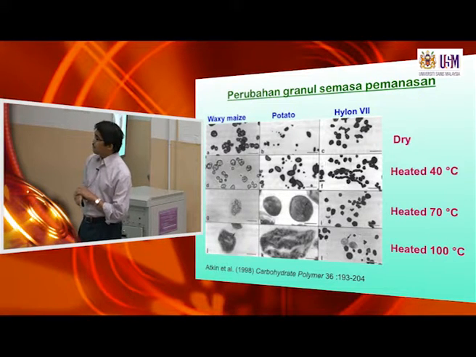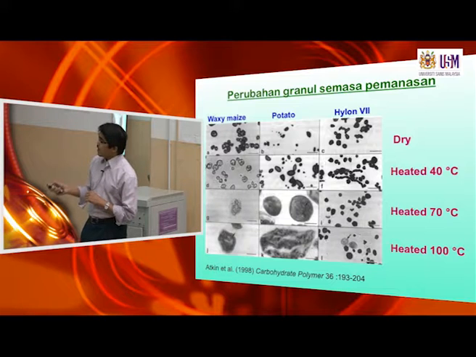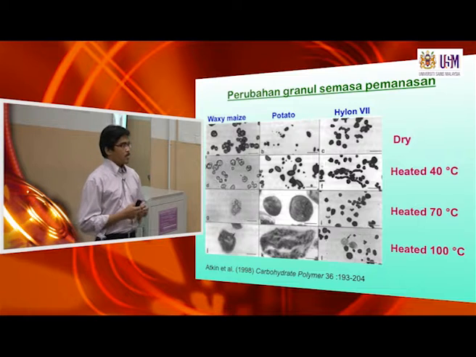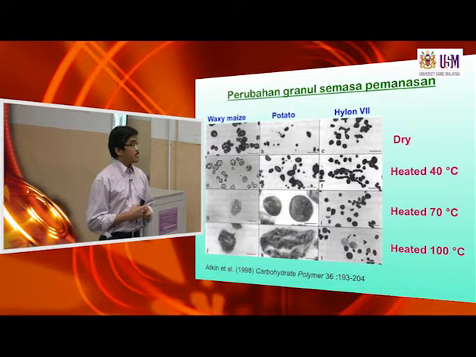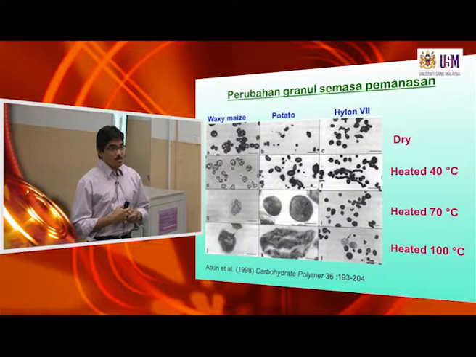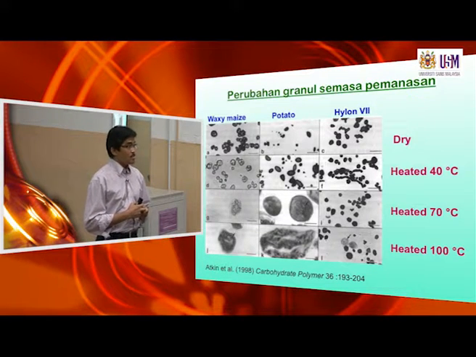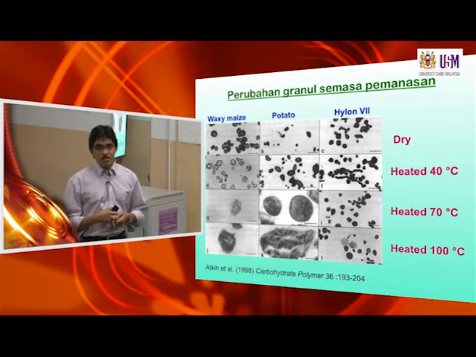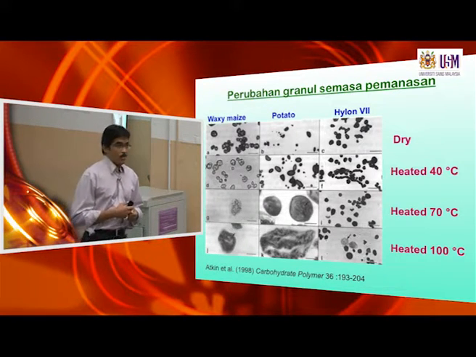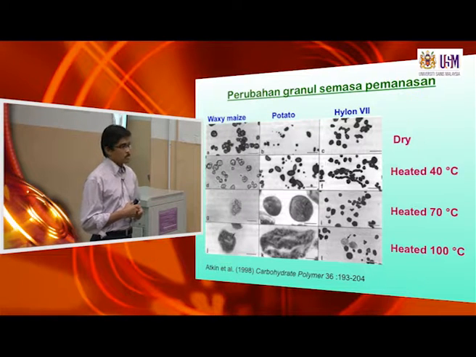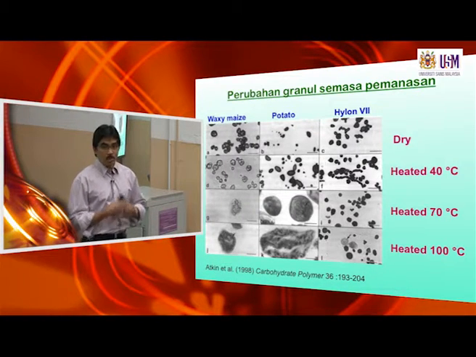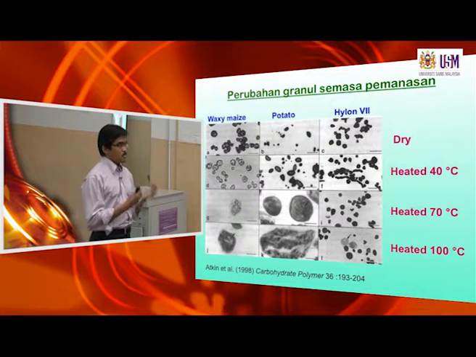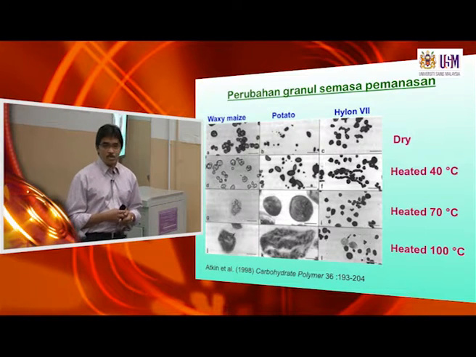Then we can also see that hylon 7 appears to be the least. In terms of swelling capacity, or the extent of swelling of the granule, hylon 7 actually swells the least, shows the least swelling, the lowest. So how do we relate now to the ratio of, or to the amount of amylose and amylopectin here?